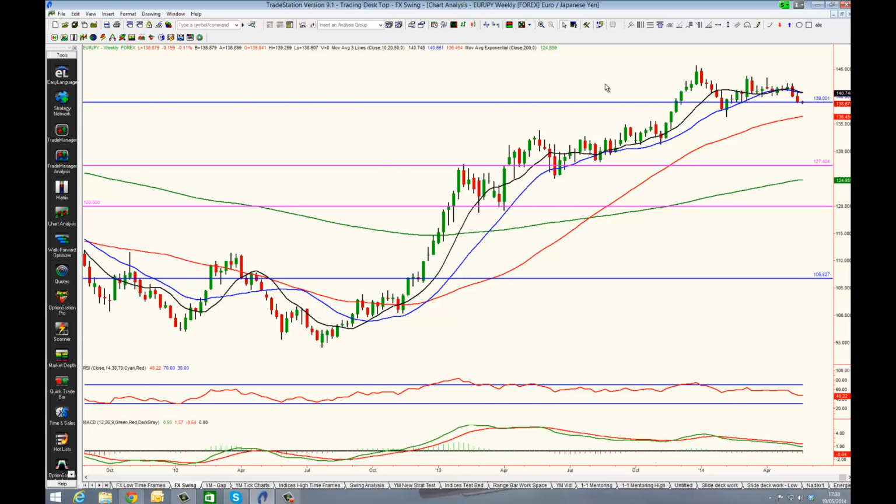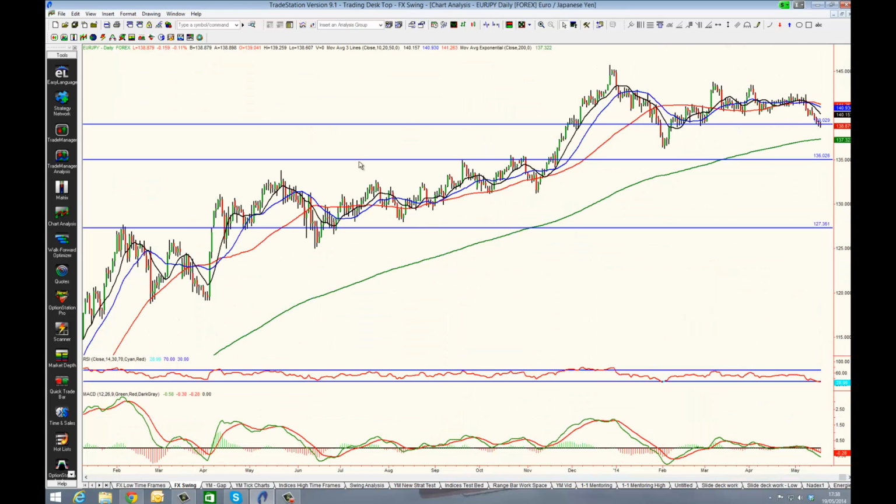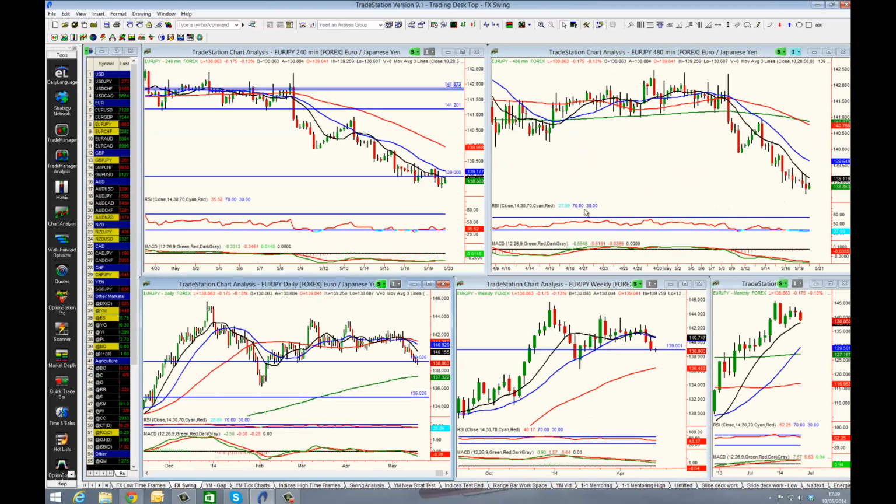If we come back and take a look at the daily chart, we can see 139.00 has been support and resistance in the past. Again, we've got lower highs, lower lows, we've got moving averages all in the right order. Nice convergence here again on our indicators. So what I'm looking for is opportunities around 139.